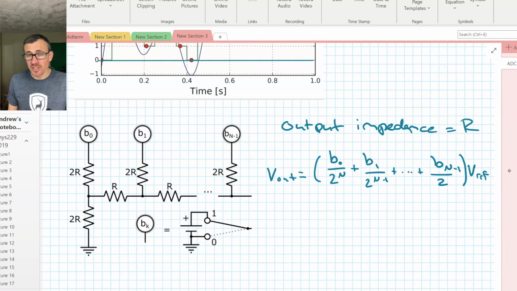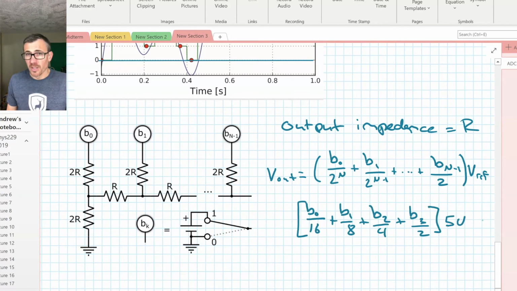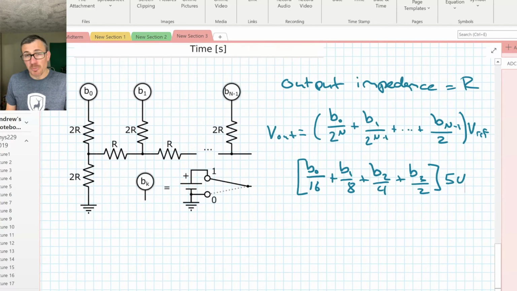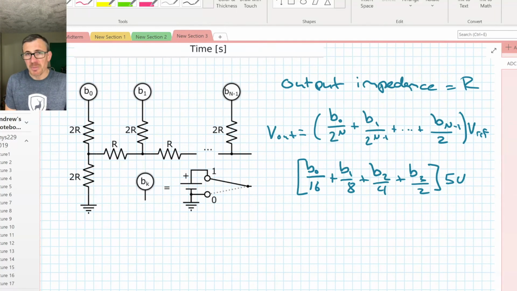This is a binary addition. So for example, for a 4-bit, we'd have an output like this, times 5 volts say, or 2 volts say to make the numbers nice. This is exactly what we'd expect to get for binary addition, right? Each bit is worth a factor of 2 more than the one that goes before it. So this is an implementation of a ladder digital to analog converter. And you can prove this without too much trouble, maybe a bit of trouble, but not too much. It's a fun exercise in Thevenin equivalence.